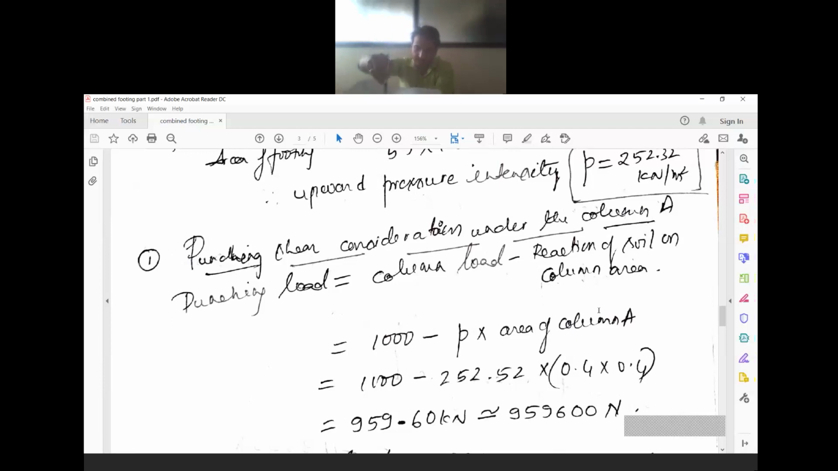When it pushes, what happens? This will get punched. It is going to punch like this. Okay? Understood? So it is going to punch, but what happened here? A hole formed. So this kind of pressure will act on the foundation from the column.